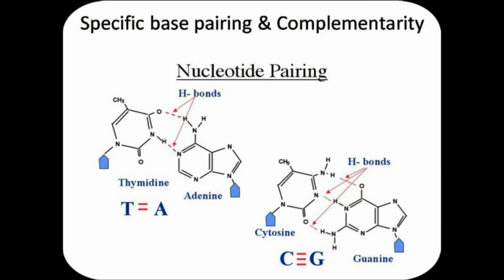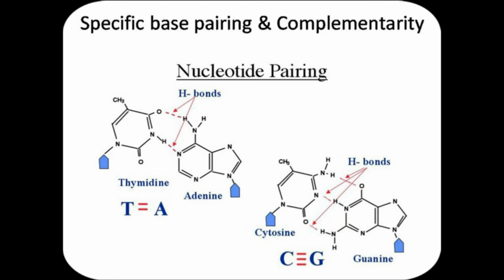Coming to the complementarity nature. If this is one strand of DNA and one sequence of the DNA is known, the other sequence can be predicted. As I already told you, there is a specific base pairing. If one sequence is known, the other sequence can also be predicted. Adenine always pairs with thymine, thymine pairs with adenine, cytosine with guanine, guanine with cytosine, and so on.